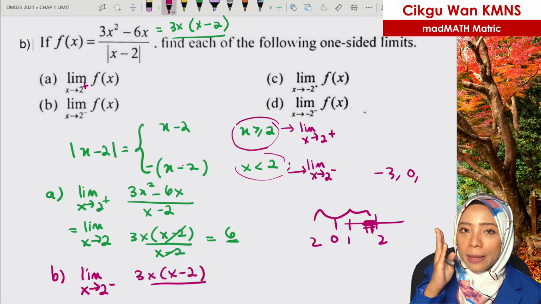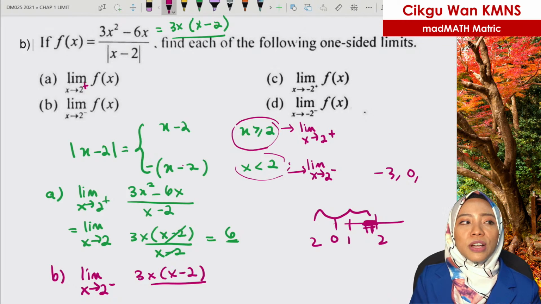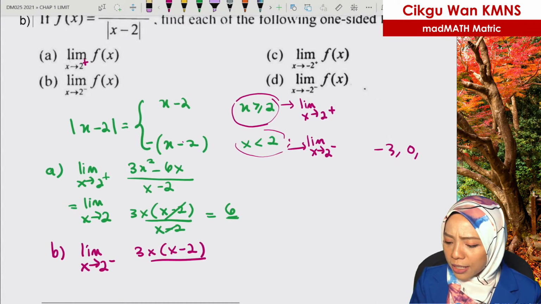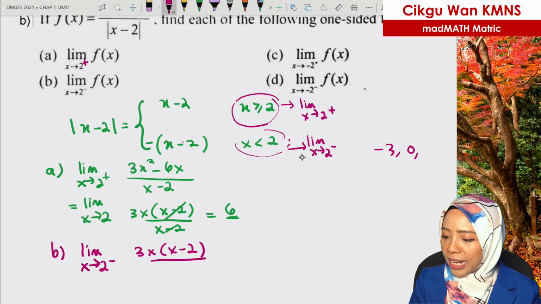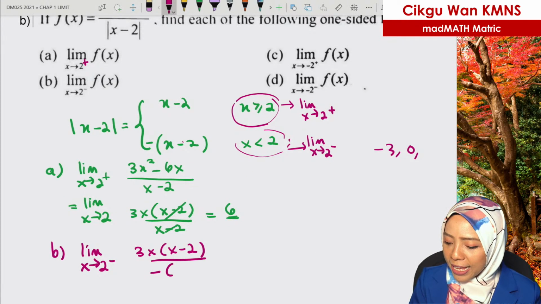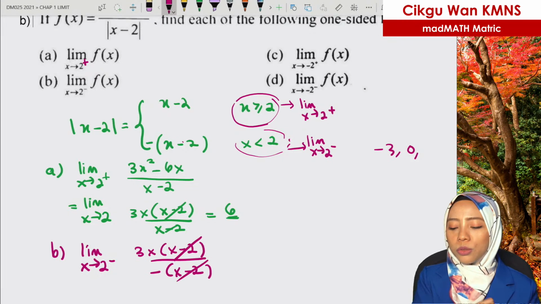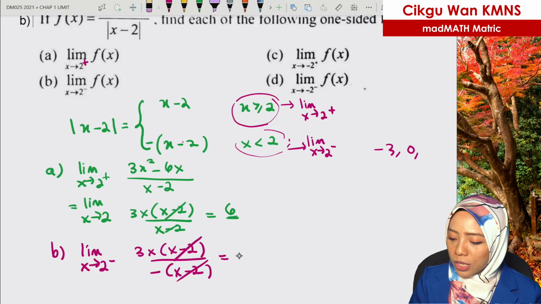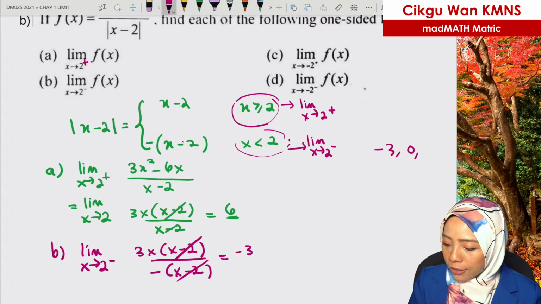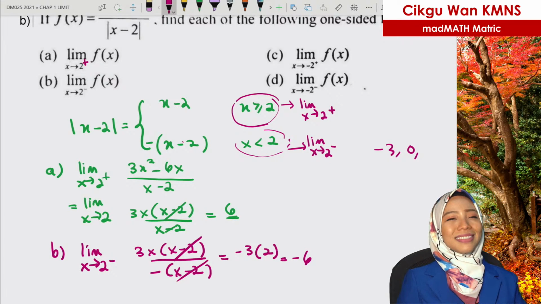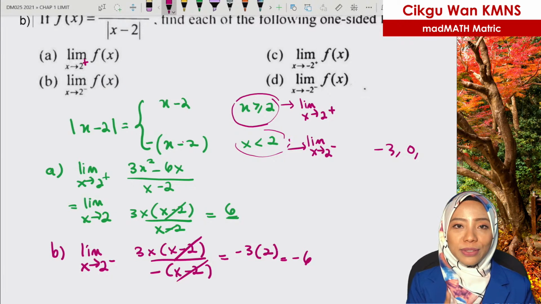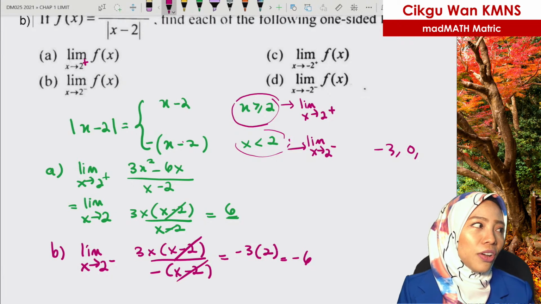The absolute value must be opened up first, its function. Okay, I continue. Since 2 from the left, we agree that 2 from the left is negative x minus 2. So, cancel out. We have negative 3x. Then we substitute negative 3 times 2, so we get negative 6. So if just now we got 6, now from the left we get negative 6. Can or not? Okay, very good.